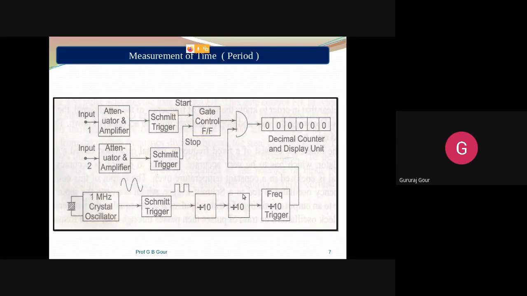The time-base selector design will be done with the help of a 1 megahertz crystal oscillator. Its output, we are getting a 1 megahertz sinusoidal waveform. Then it will be applied as input to the Schmitt trigger. Then the Schmitt trigger will convert the sinusoidal waveform into a train of pulses. So whether it is sinusoidal or a train of pulses, the frequency will still remain 1 megahertz only. Are you getting this point?